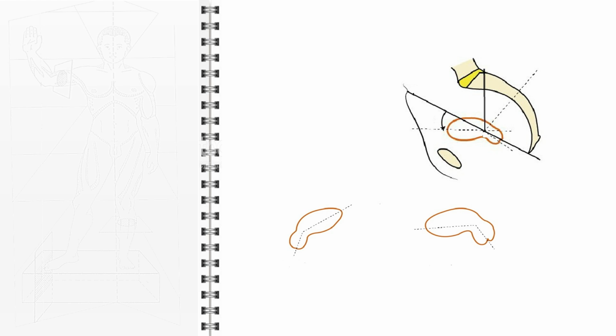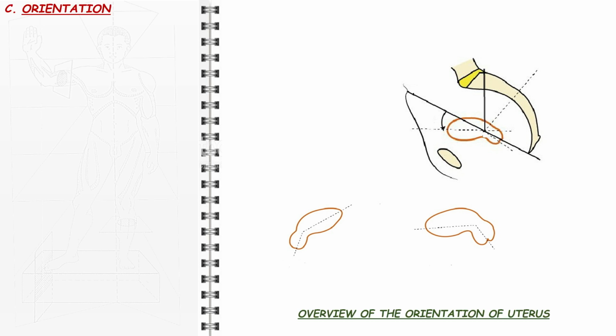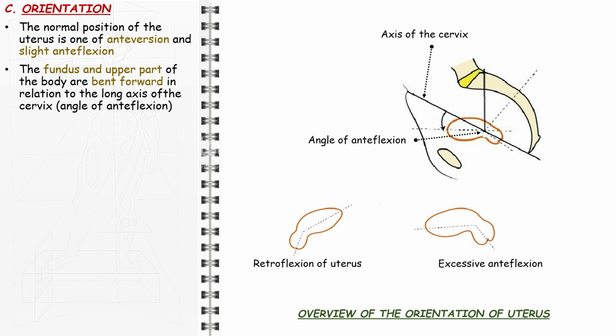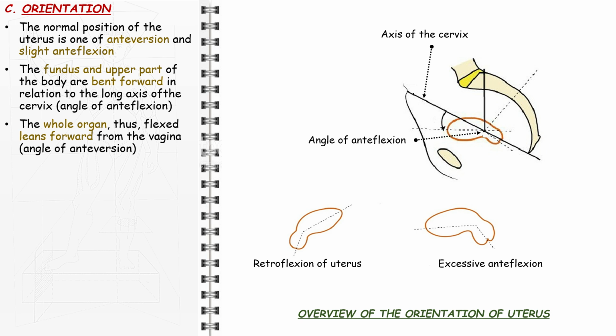The normal position of the uterus is one of anteversion and slight anteflexion. The fundus and upper part of the body are bent forward in relation to the long axis of the cervix, forming an angle of anteflexion of 120 degrees. The whole organ, thus flexed, leans forward from the vagina, forming an angle of anteversion of 80 degrees. The cervix is perpendicular to the posterior wall of the vagina.